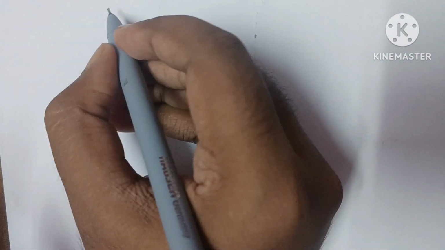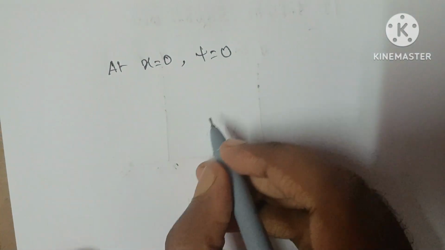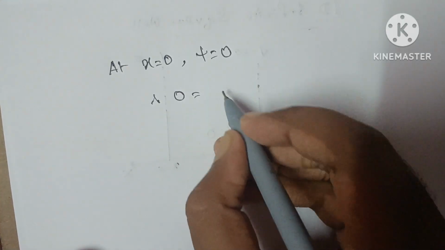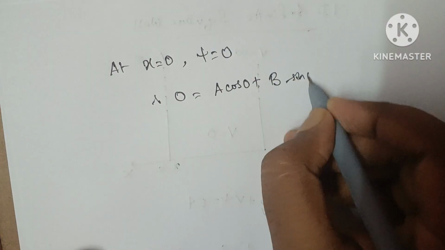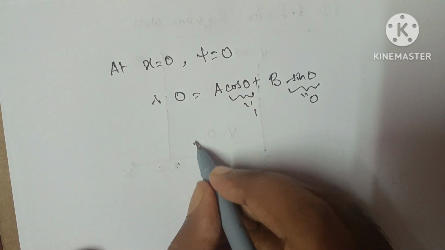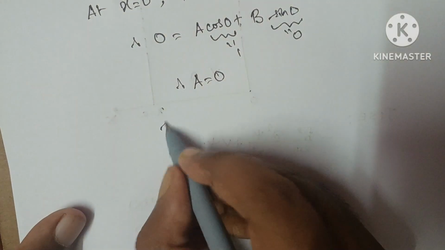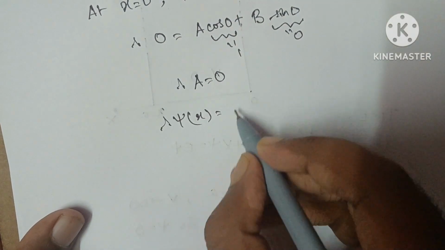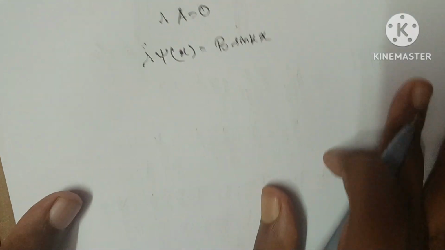Now at x equal to 0, psi equal to 0. Therefore 0 equals a cos 0 plus b sin 0. Now cos 0 equal to 1 and sin 0 equal to 0. Therefore a equal to 0. Therefore psi of x is equal to b sin kx.